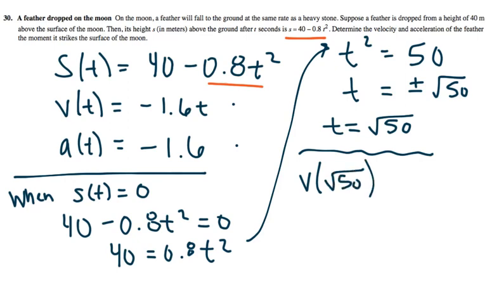So the velocity at this time, the time when the feather is striking the ground, is going to equal negative 1.6 times root 50.